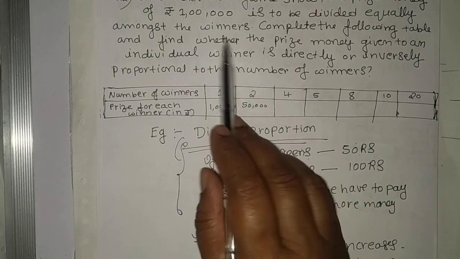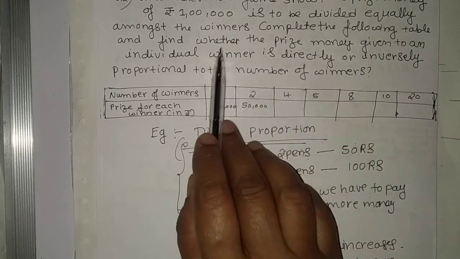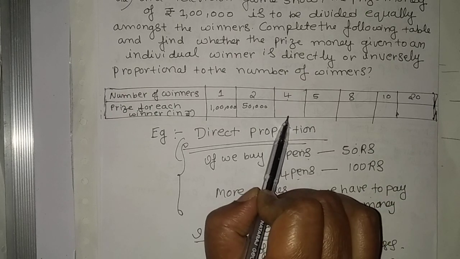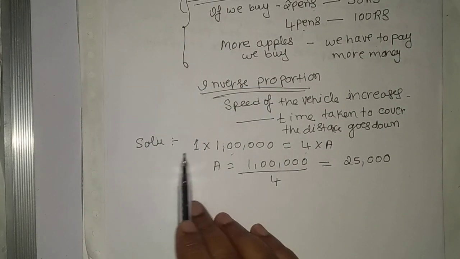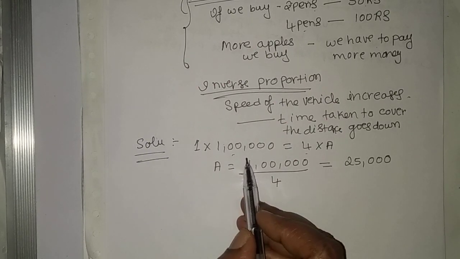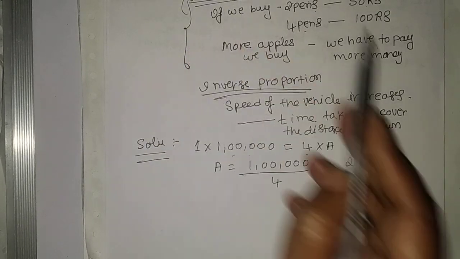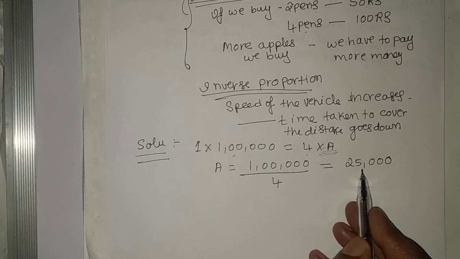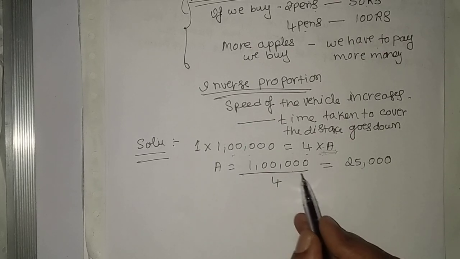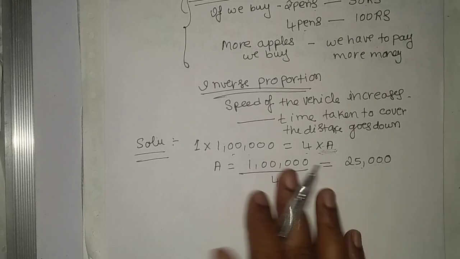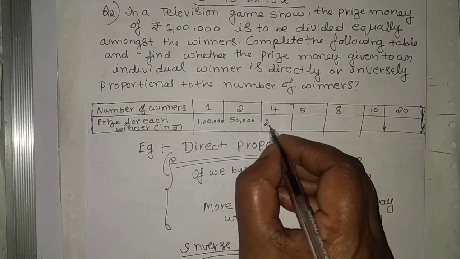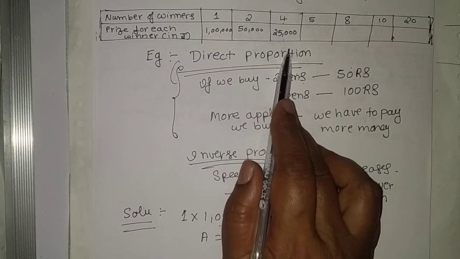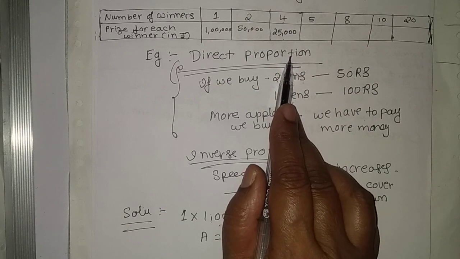What they have given, equally among the winners. Complete the following table, the prize money. So number of winners is 4, and what is the amount they each will get. So 1 into 1 lakh divided by 4 will be 25,000. So in the table we have to fill 25,000. So as the number of winners increases, the amount decreases. So this is an inverse proportion.